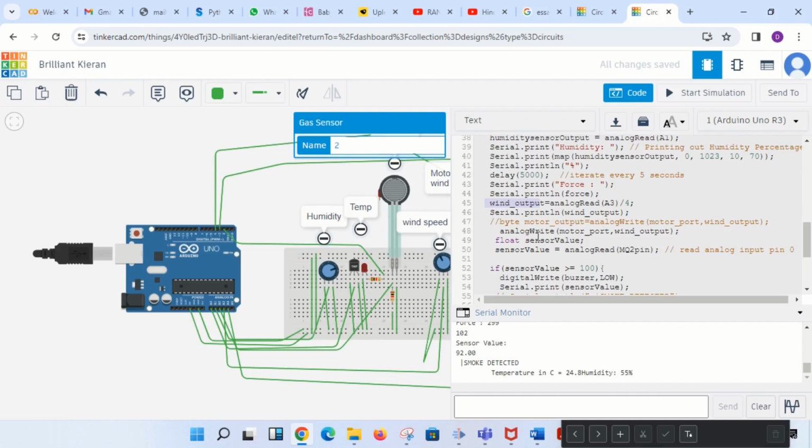The motor will also be analog. Based on the potentiometer value, the motor will be turned on. Whatever the potentiometer value, this will pass into the motor to turn it on. Whatever data I'm getting, I'm dividing by 4, and the same data I'm storing into the motor, for turning on the motor if the wind speed is high.